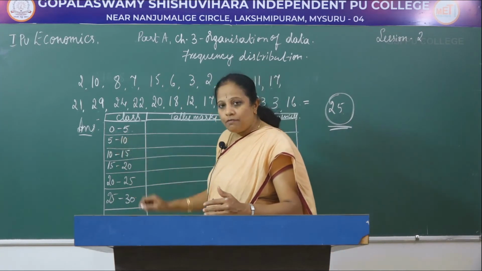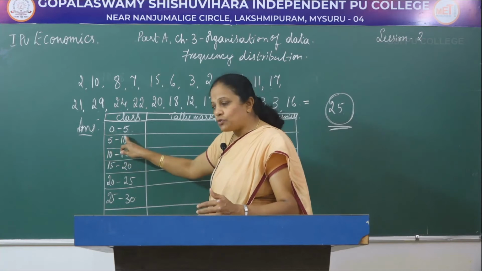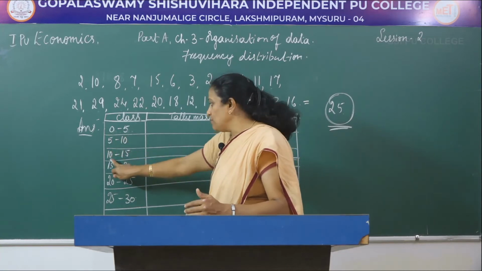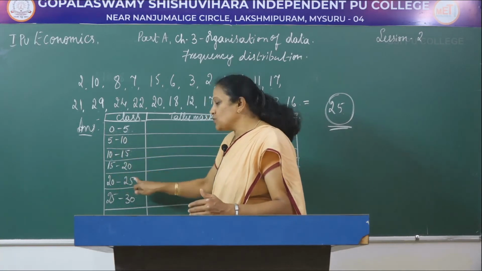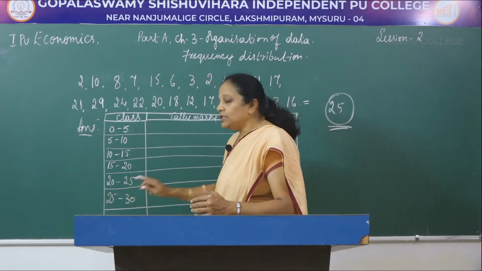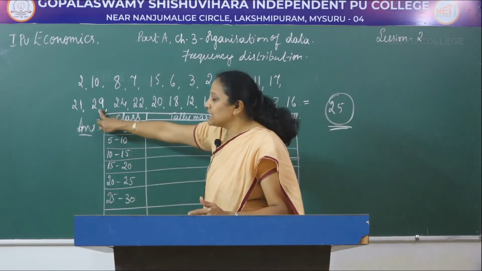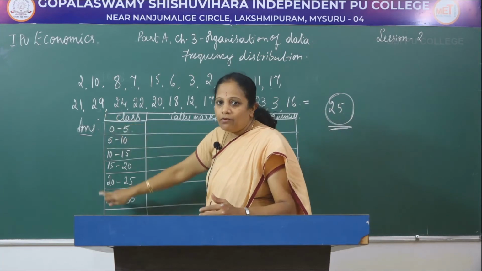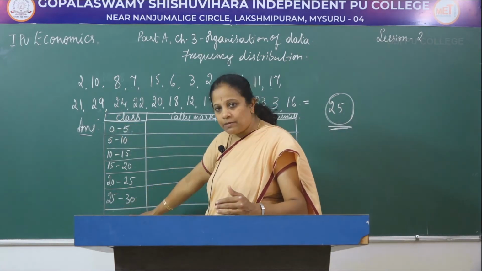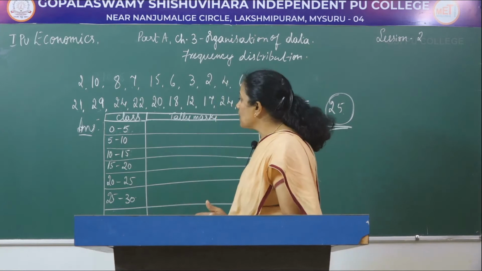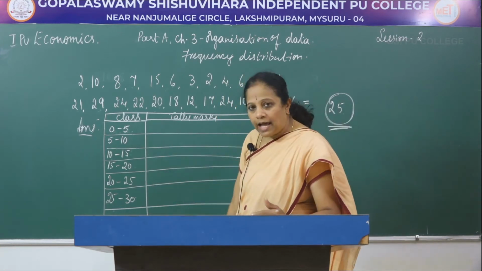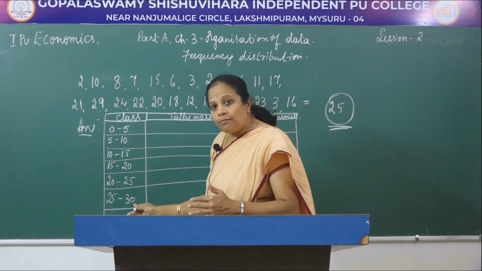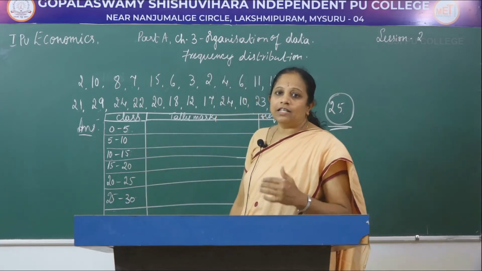So, here it is 0 to 5, 5 to 10, 10 to 15, 15 to 20, 20 to 25, 25 to 30. Because the largest number is 29, we have taken 30 as the upper class limit of the last class. Now, after deciding the class, we have also decided on the method of distribution of the class.